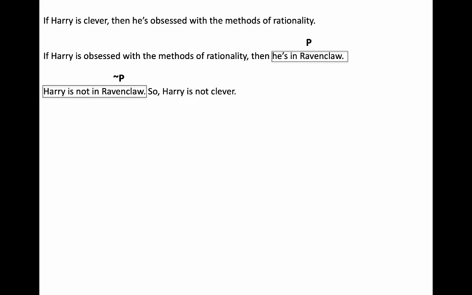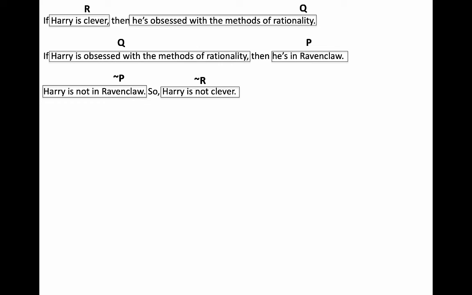Okay, so we're going to look for more of "he's in Ravenclaw." We can't find it, so now we're going to introduce a new letter for a new proposition. "He's obsessed with the methods of rationality." We're going to call that Q, so we have to go find that wherever it occurs. There it occurs again. And now we just have one proposition left. "He's clever." We're going to call that R, and since he's not clever, the conclusion is not R.